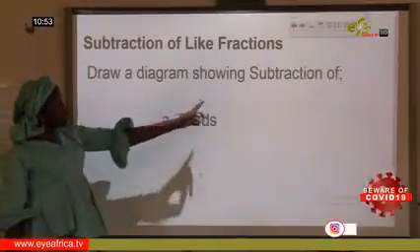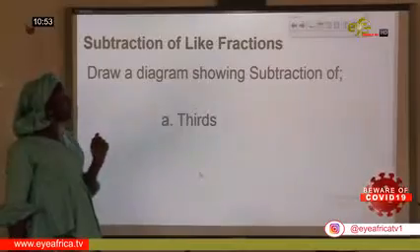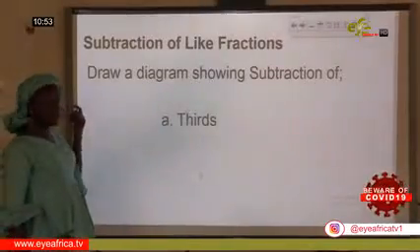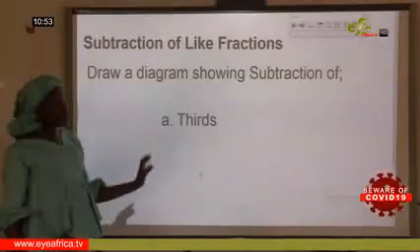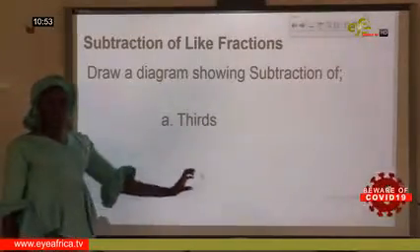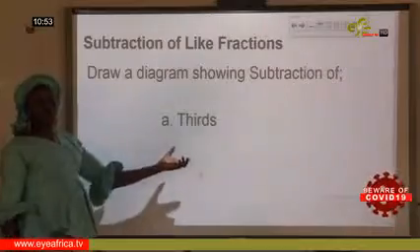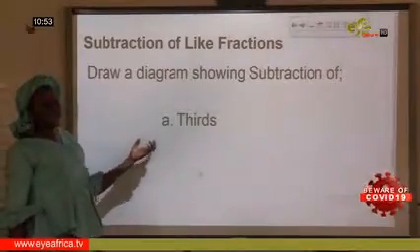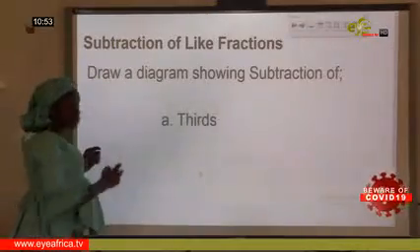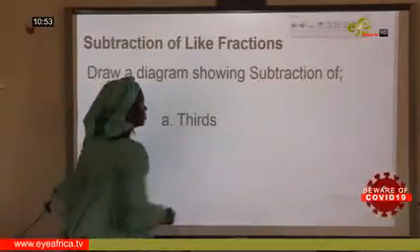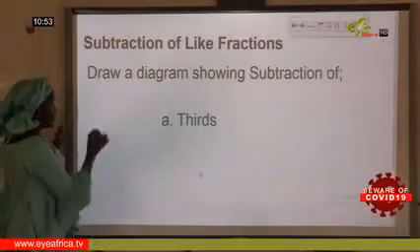Draw a diagram showing subtraction of thirds, like we did it before for addition. When you have like fractions, or common fractions with the same denominator, we consider the numerators. In addition, we add the numerators. Now we are at subtraction. We are going to subtract the numerators.